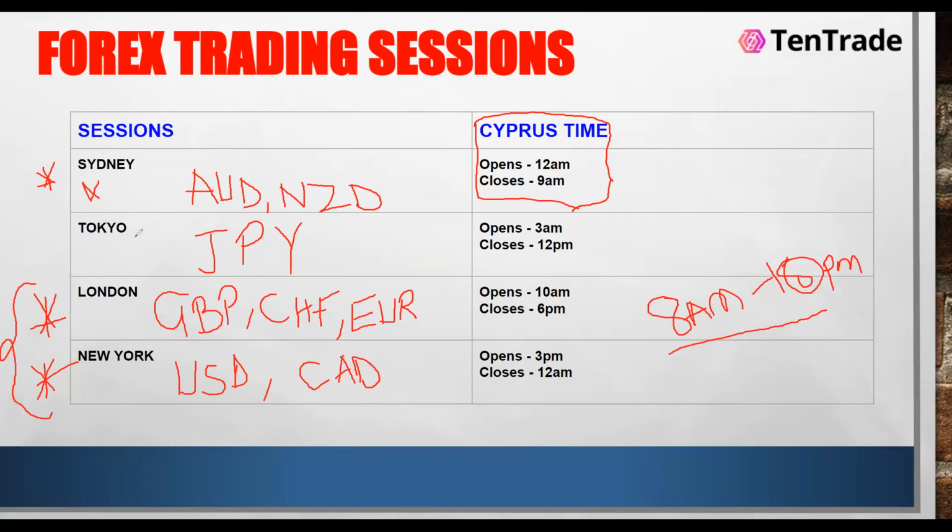We'll go deeper into sessions later, but this is just to show you briefly how we arrive at Forex trading sessions. There are also other trading sessions, but because we are only considering the 8 major currencies, we only have four sessions.